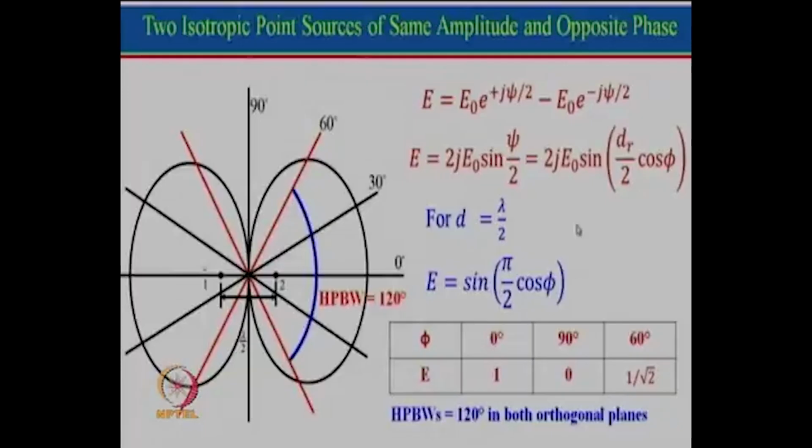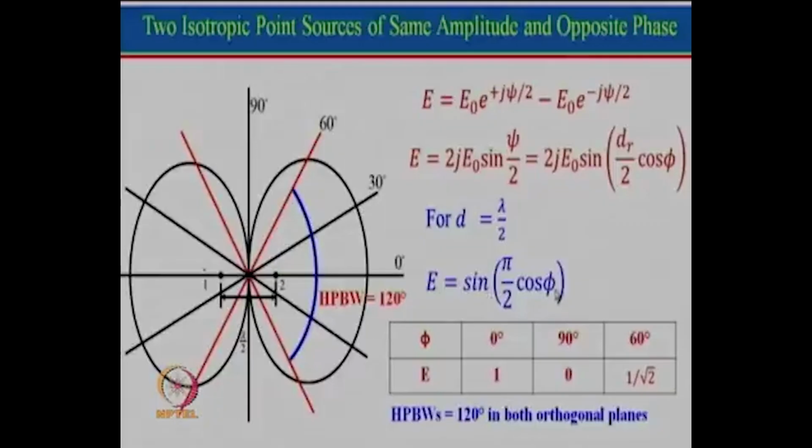So right now we will take a special case of d equal to lambda by 2. We substitute this value over here, and we get the total pattern as sin of pi by 2 cos phi. So let us try to plot again. We will take again a few cases here. Let us take phi equal to 0. So cos of 0 will be equal to 1. So this expression becomes pi by 2, sin pi by 2 is 1.